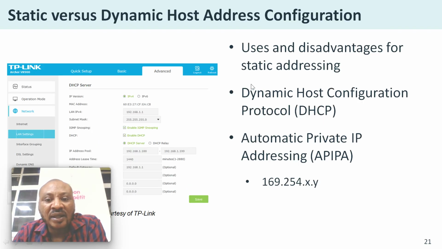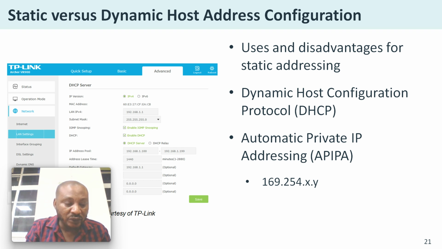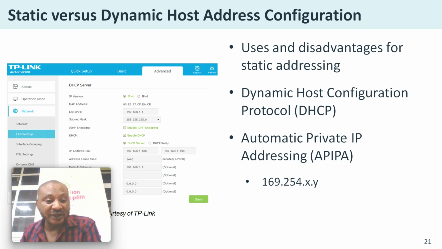Good. Now, there are two ways to assign an IP address to a computer. Either you do it manually by yourself, or you let the server do it for you. So two ways: static versus dynamic host address configuration. Static means that you go to the computer by yourself and type it by yourself, 192.168.1.0. So if you have 10 computers, you have to go to your 10 computers, typing the IP address one after the other. That's what static means.